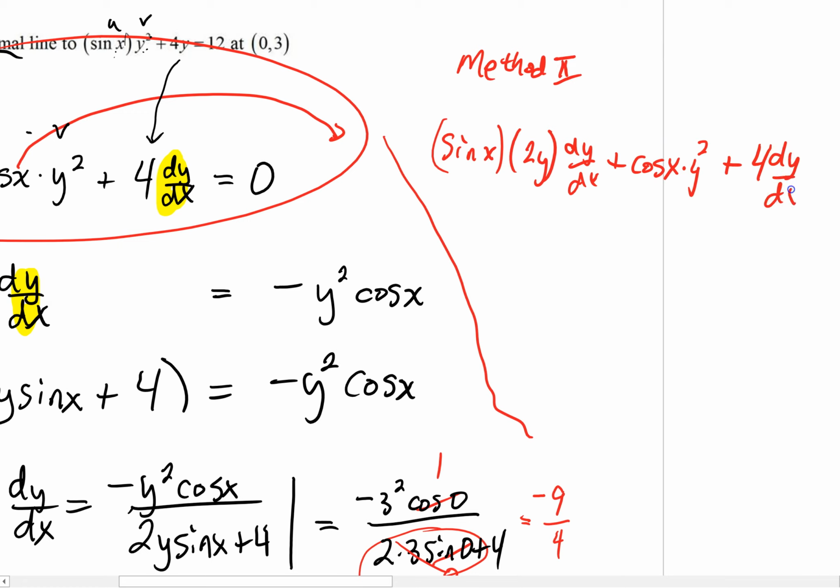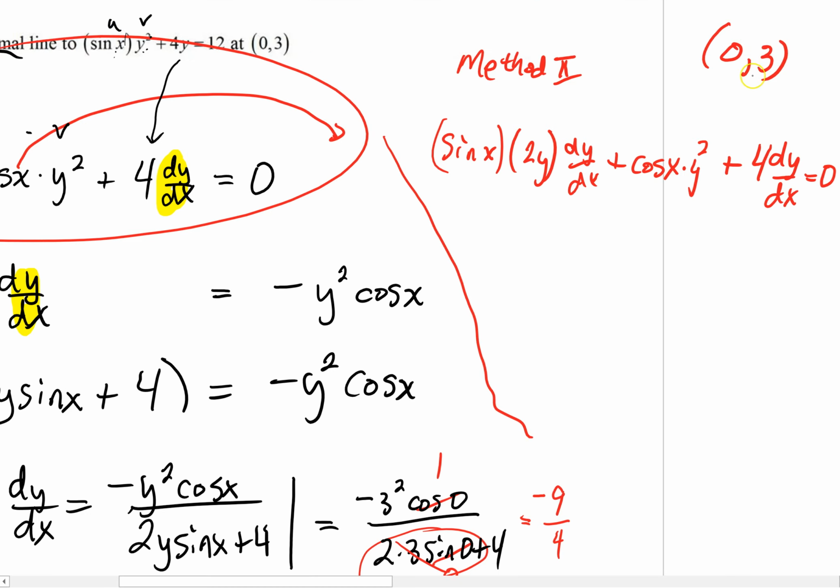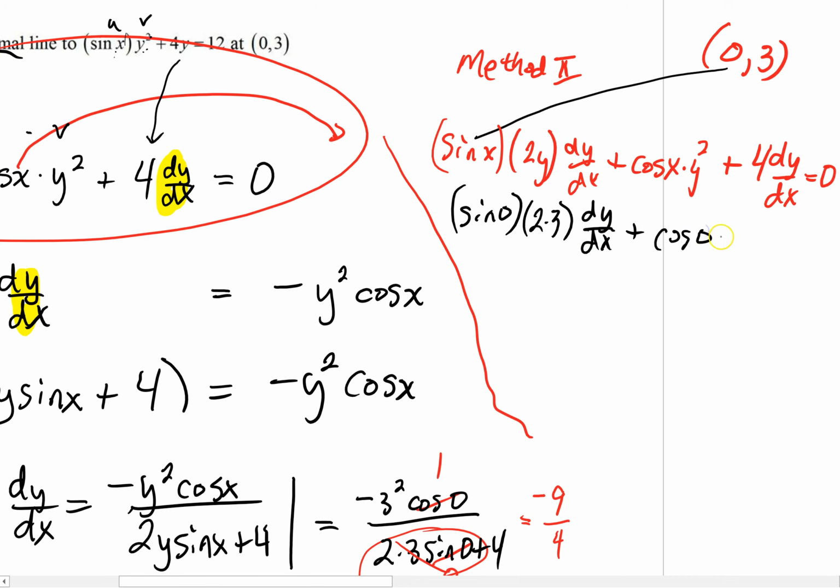So that begs the question, what in the world are we doing here? Tell you what, you know that you're going to have to plug in (0, 3) at some point. You could plug it in now. You could say, well, what's the sine of 0? Well, wow, the sine of 0 is 0. Right here, we'd get the cosine of 0 times the 3 squared, and here's a 4 dy/dx.